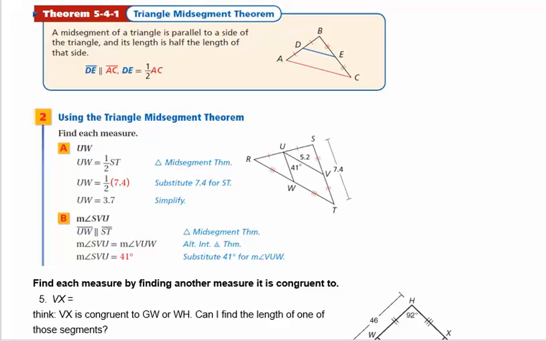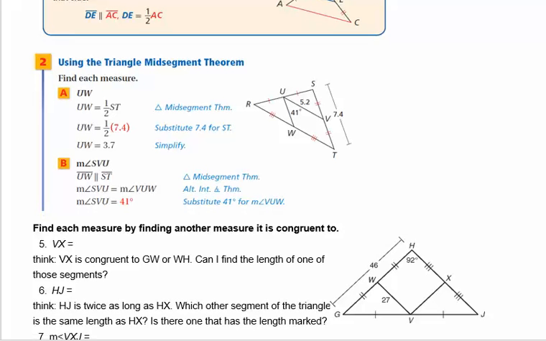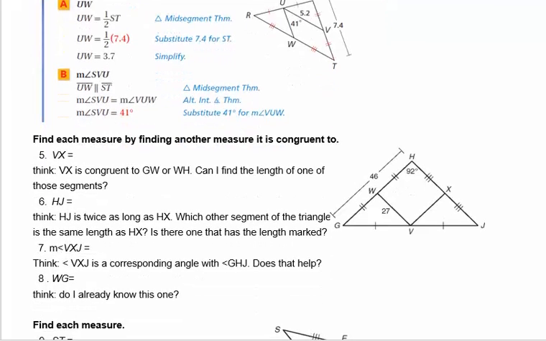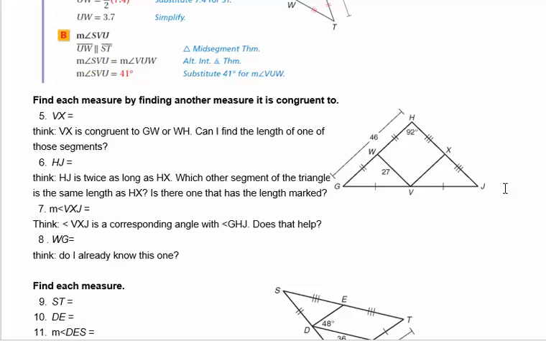If you know what DE is, then you know AC will be twice as long as it. And you might have found that when you did the experiment at the beginning where you cut out those 4 triangles, that your little triangle's one side was half as long as the side of the whole triangle. All right, so here's a problem here, number 5 through 8. We have this figure here, and there's some parts given and some parts that you have to find.